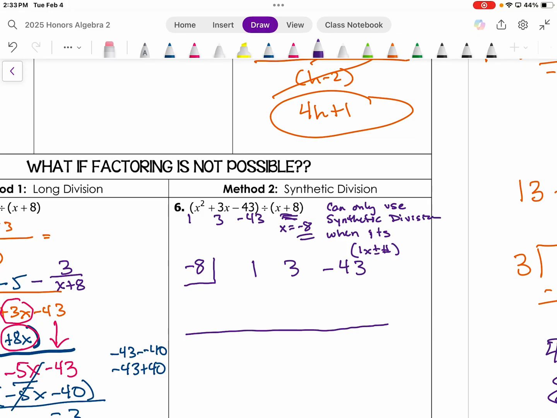Now, the first term, whatever the first leading coefficient is, always gets brought down below the line. I get in a habit of just drawing an arrow straight down, bringing that number down below. Now what we're going to do is take that negative 8 and multiply it by that 1, and the answer goes up underneath the 3.